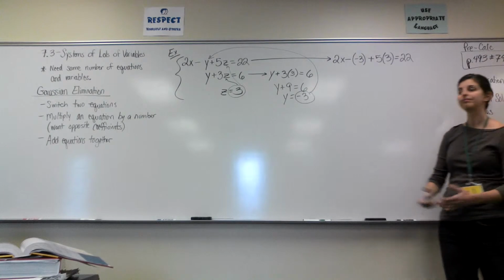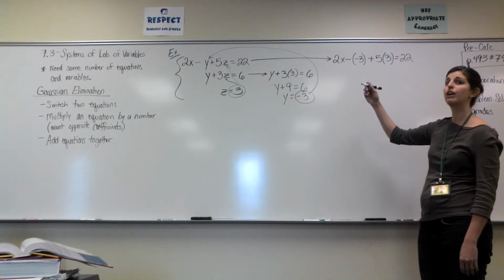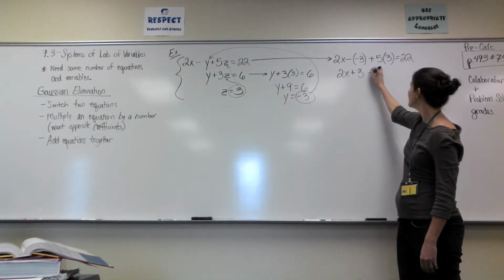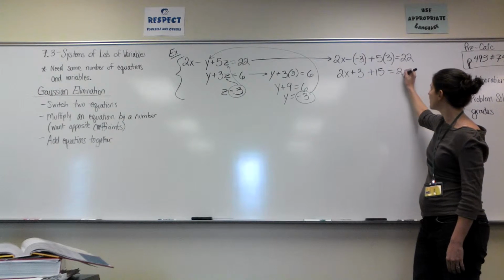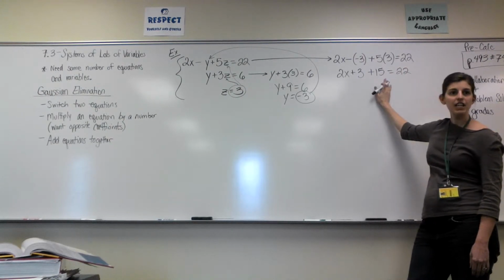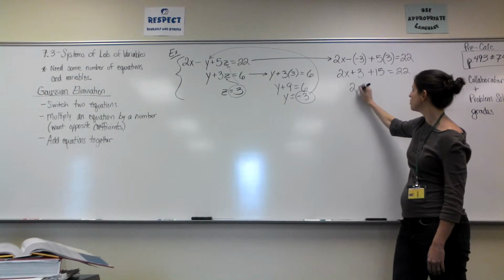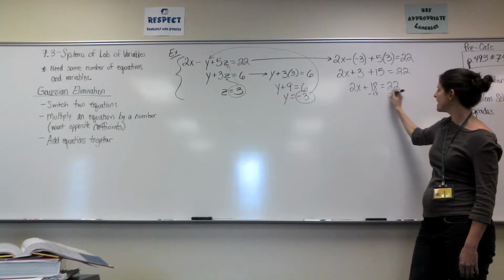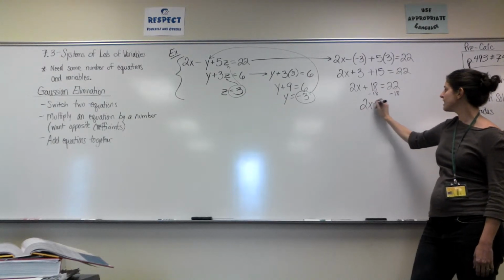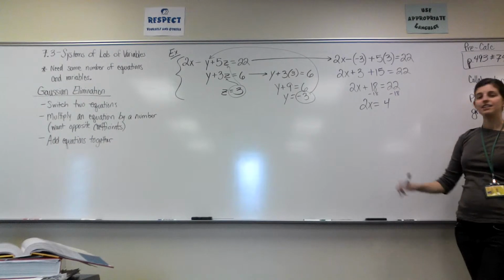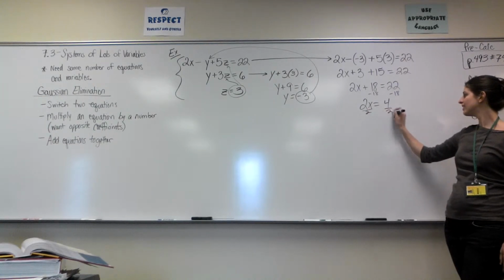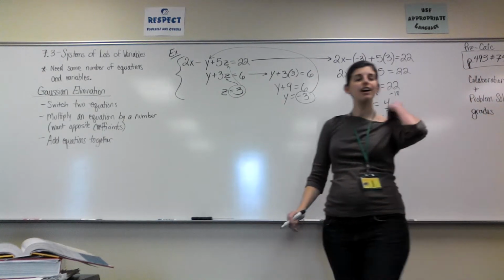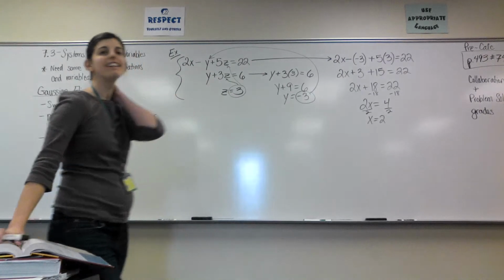2? Did you say 2? Yeah. 3 over 2. Okay, let's find out. So 2x plus 3 plus 15 equals 22. 3 and 15 add to be 18. So 2x plus 18 equals 22. Subtract 18. 2x equals 4. Divide by 2. I understand. X equals 2. Now, let's talk about how to write that solution.